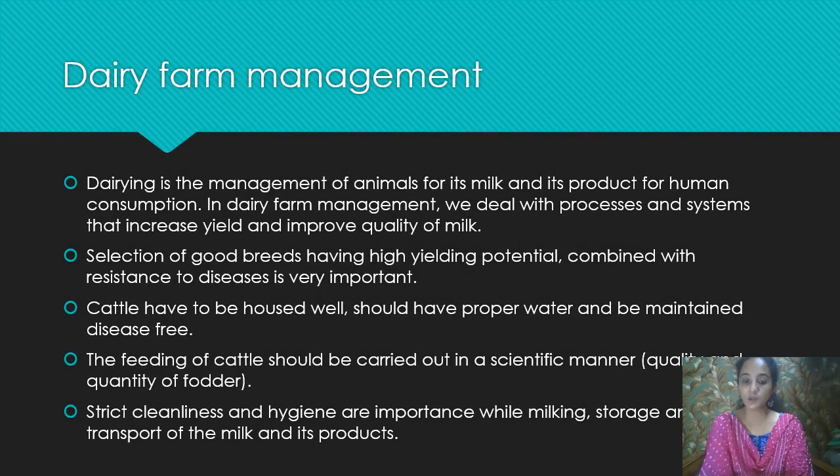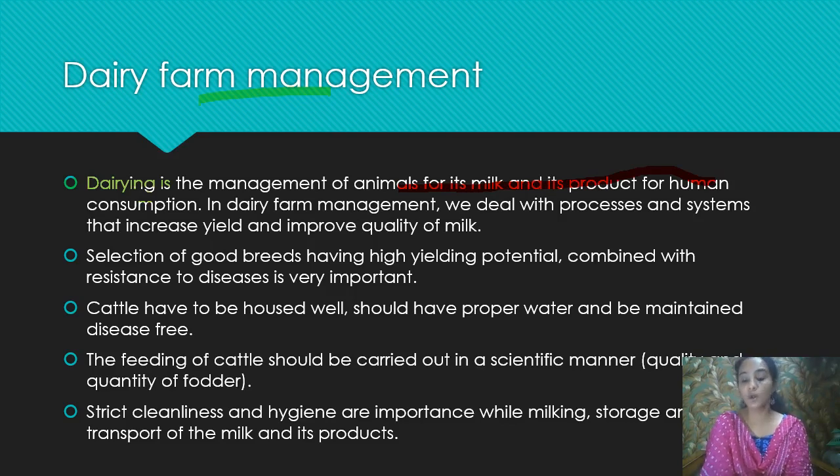The first one we are going to deal with is dairy farm management. What is dairy farm management? What is the meaning of the word dairying? Dairying is the management of animals for milk production for human consumption, and we can even get meat also.